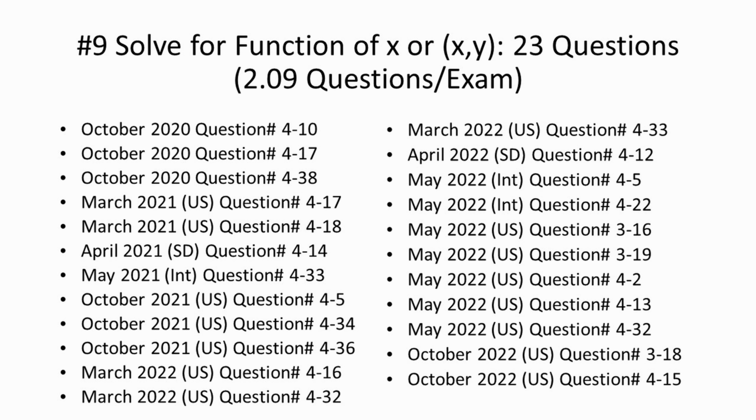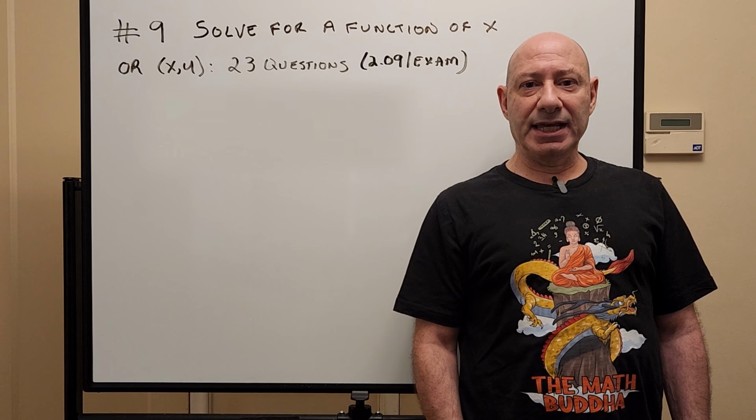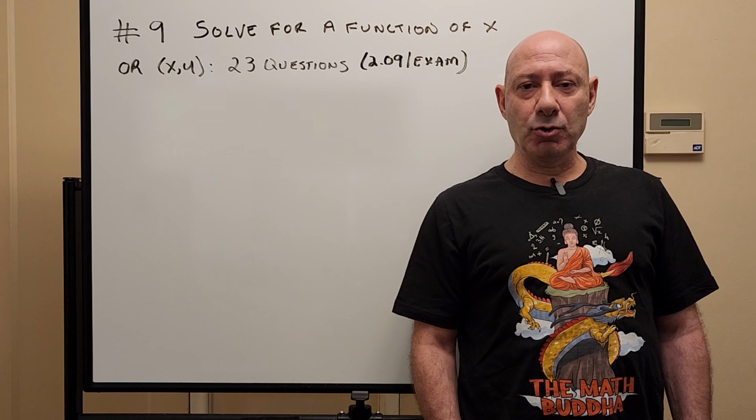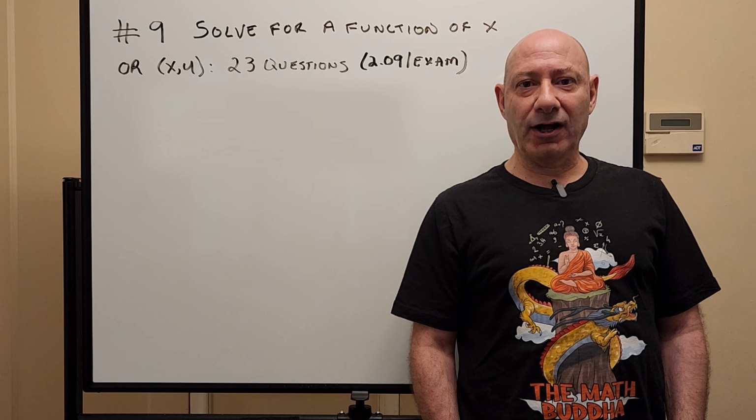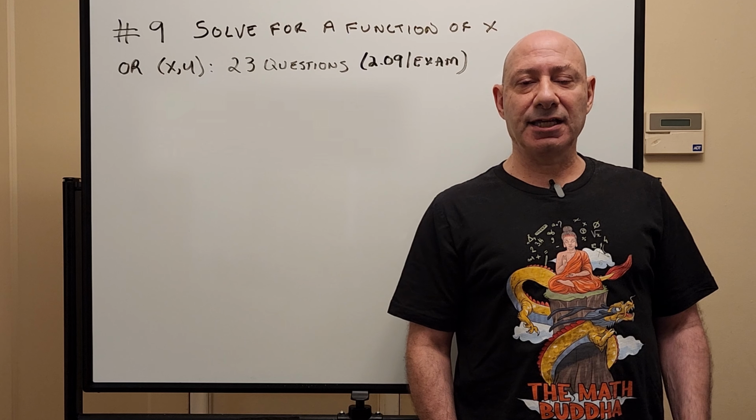In the number 9 spot, we're solving for a function of x or a function of xy. 23 questions on this subject or 2.09 questions per exam. For the questions on this list, instead of being asked to solve for x, we're being asked to solve for a function of x. Now, the first instinct for many of you might be to solve for x and then find f of x, but most of the time it's much easier to solve for f of x directly.